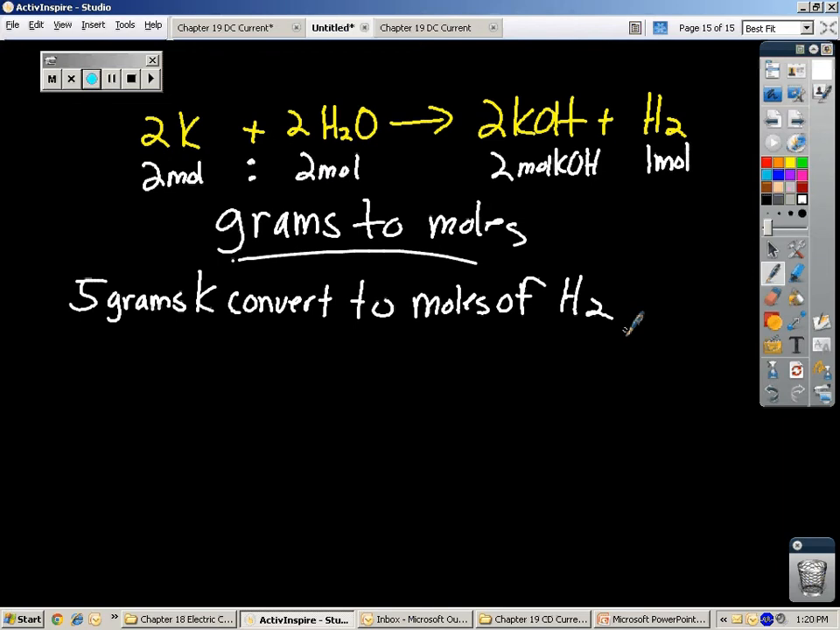Now, this is actually not any more difficult than anything you've already done. You've taken things from grams to moles from our last unit. We did a test on how to convert things from grams to moles. And then we just recently learned how to do moles to moles. And we're going to combine those 2 steps into one. So it's really 2 steps you need to know.